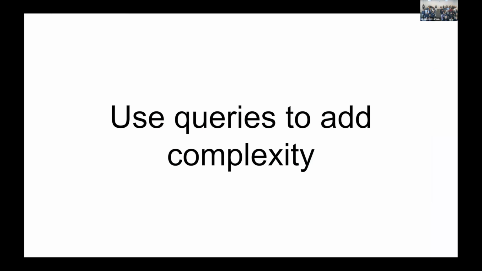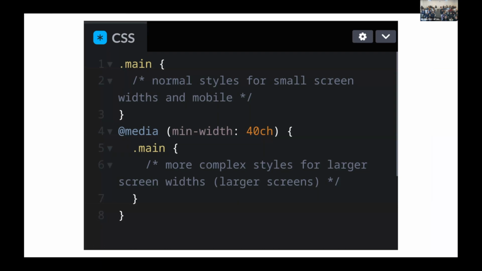Second reason you might suck at CSS is because you use queries to add complexity instead of remove complexity. So you can see here, we've got normal styles for a small screen on mobile. And in our media query, we're adding complexity. Our min width query. So when a browser is under 40 characters, it'll just render the normal mobile styles, very basic. And then once you get beyond 40 characters, we'll add in the complexity using that extra space that we've got now. So we might have more cards expanding that area.